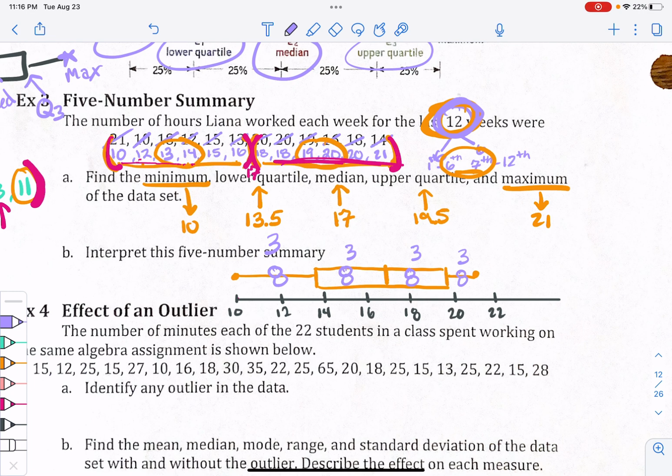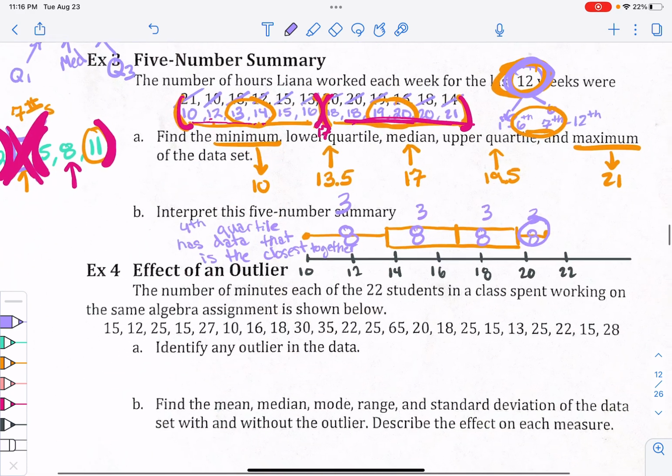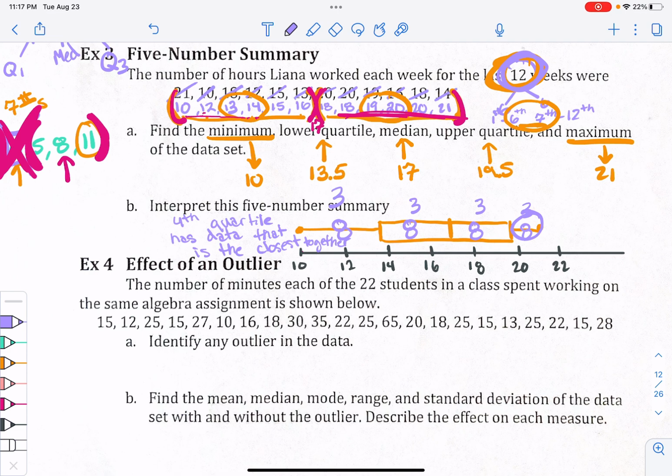Hopefully that made a little bit of sense, but interpret this 5-number summary. I'm going to say the 4th quartile has data that is the closest together. Okay, so this chunk right here, since it is very small, that means that data is just really close together, okay? So that's one interpretation of this box and whisker plot, okay?